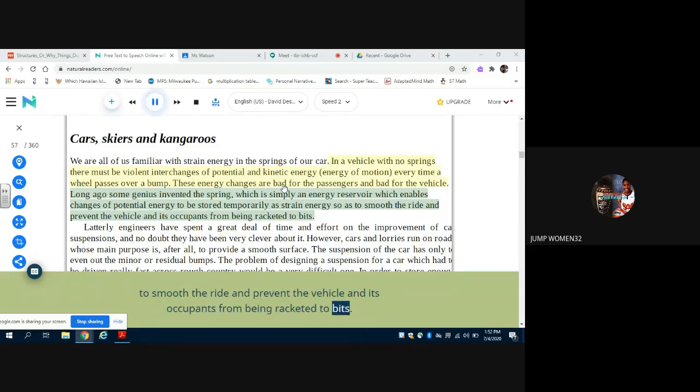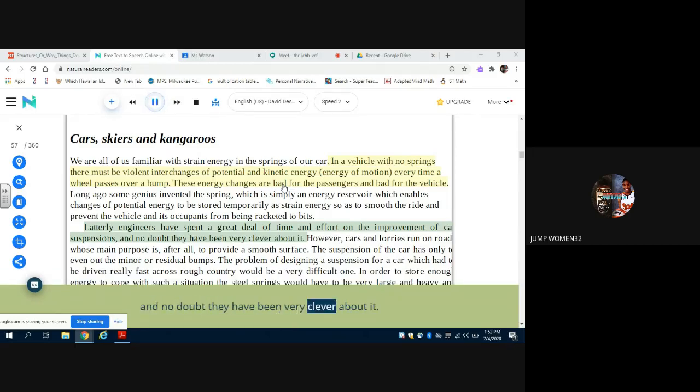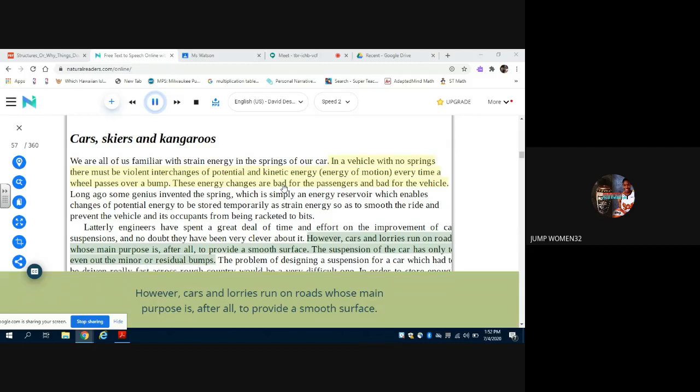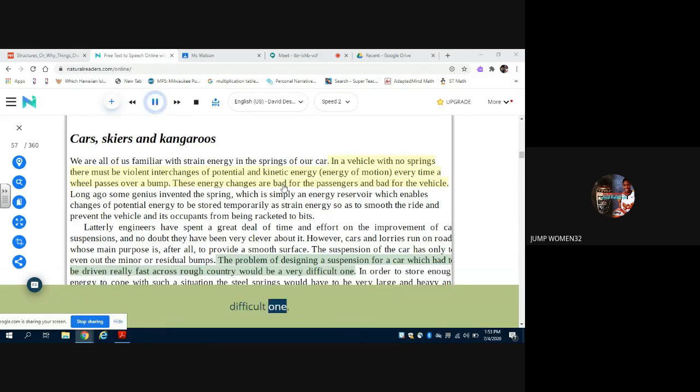being racketed to bits. Latterly, engineers have spent a great deal of time and effort on the improvement of car suspensions, and no doubt they have been very clever about it. However, cars and lorries run on roads whose main purpose is, after all, to provide a smooth surface. The suspension of the car has only to even out the minor or residual bumps. The problem of designing a suspension for a car which had to be driven really fast across rough country would be a very difficult one.